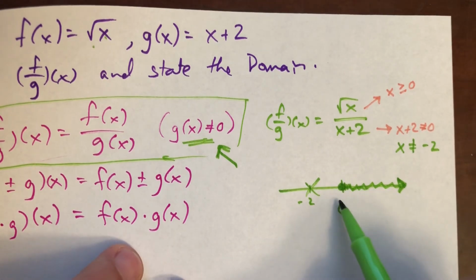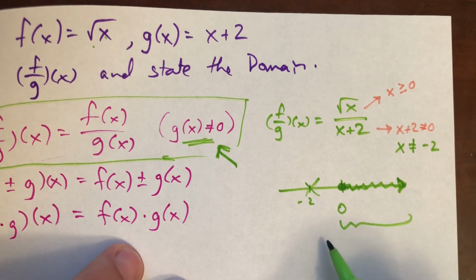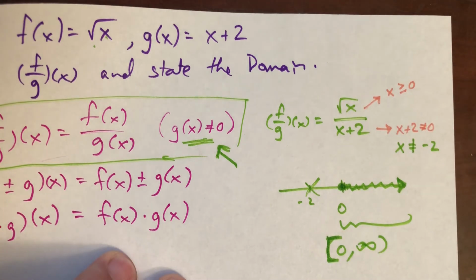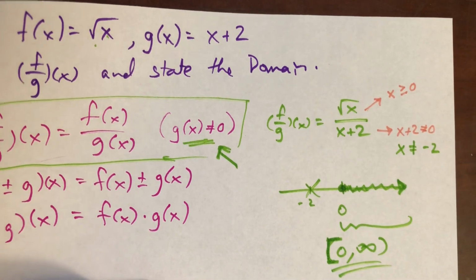So our only interval here is 0 to infinity, and we can write that, 0 to infinity. And I need a bracket instead of a parenthesis because we do include it, because we can have a 0 in there. All right, so we found our domain, we found our quotient, and we are done.